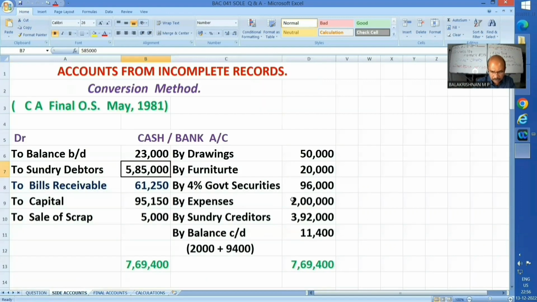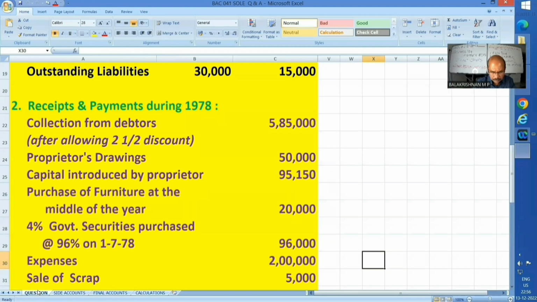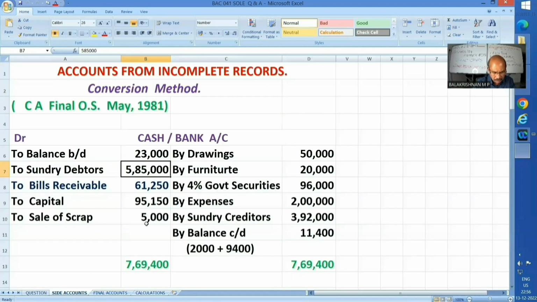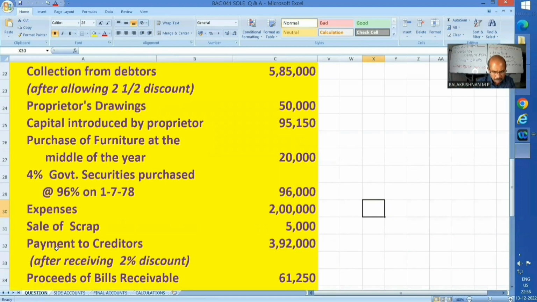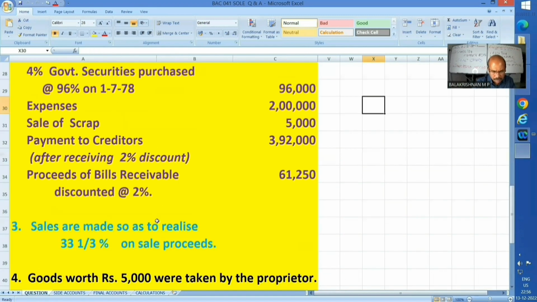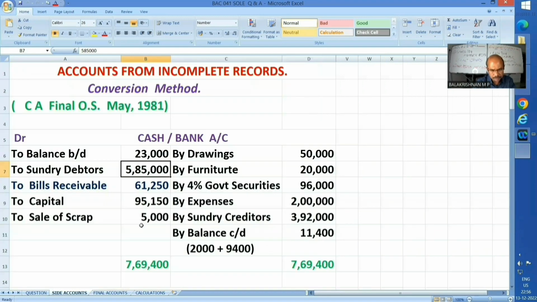Expenses, 2 lakh. I've shown there. Sale of scrap, receipt. I've shown there. Payment to creditors, payment. I've shown there. Now, they say proceeds of bill receivable. That means we discounted bills and the money moved to the bank. That means receipts. That also I've shown.